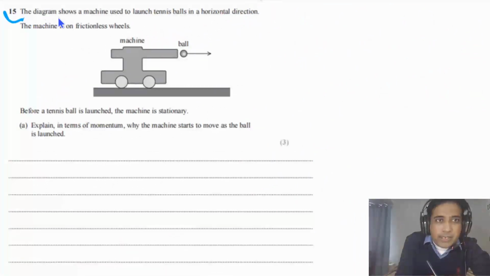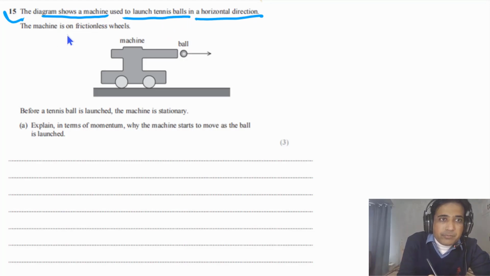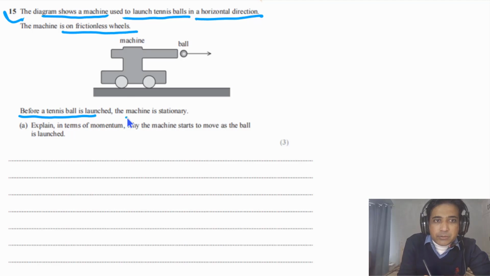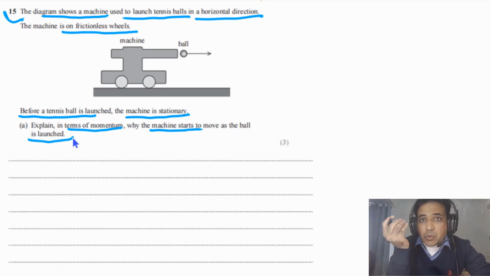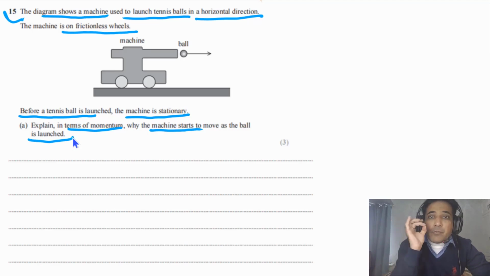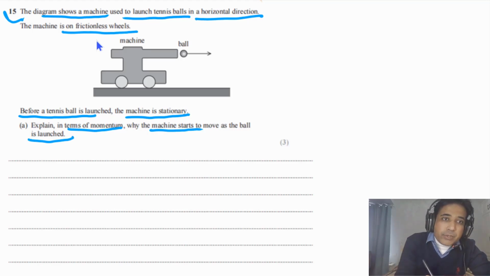Question 15 says the diagram shows a machine used to launch tennis balls in a horizontal direction. The machine is on frictionless wheels. Before the tennis ball is launched, the machine is stationary. Explain in terms of momentum why the machine starts to move as the ball is launched. This question is basically about conservation of momentum. When we need to apply conservation of momentum, we always need to define a system. For this question, our system consists of the ball and the machine.